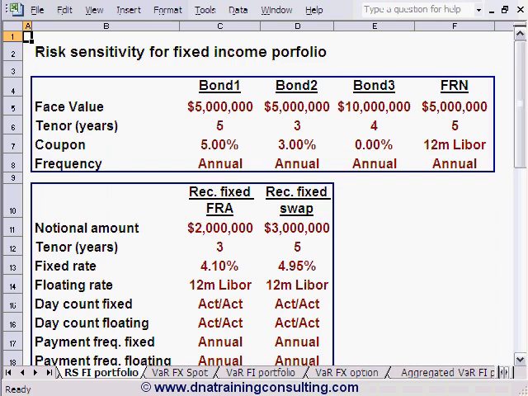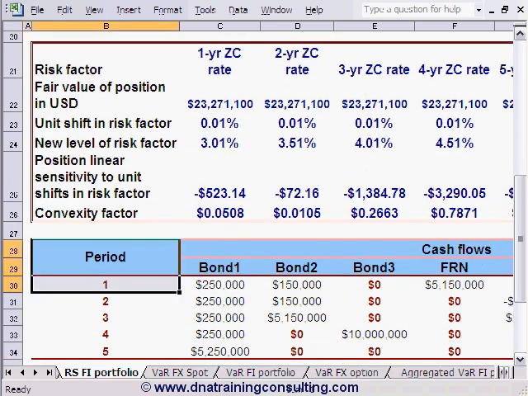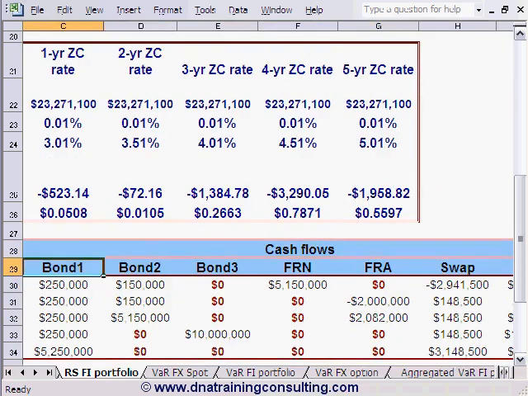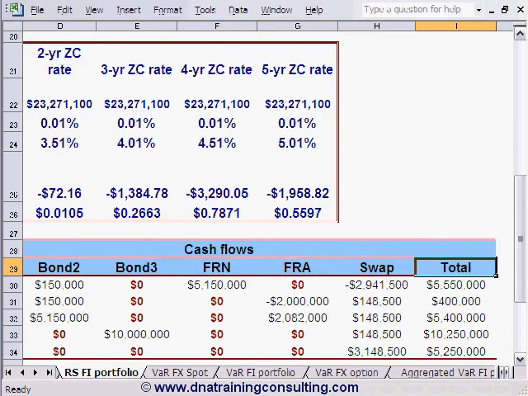In this worksheet, RSFI portfolio, cells B28 to I34 aggregate from a risk perspective the cash flows, i.e. the actual and the notional cash flows, for each component of the portfolio, including bonds, FRNs, FRAs, and swaps. The aggregate cash flows for the entire portfolio appear in cells I30 to I34.